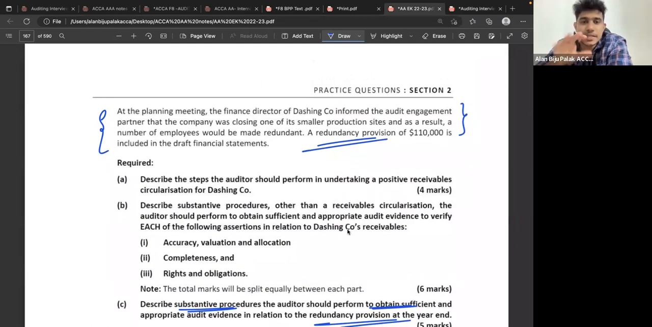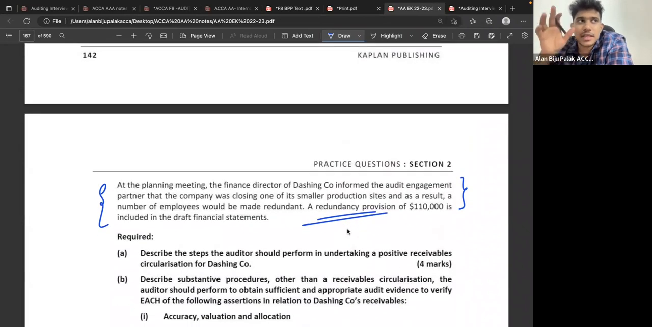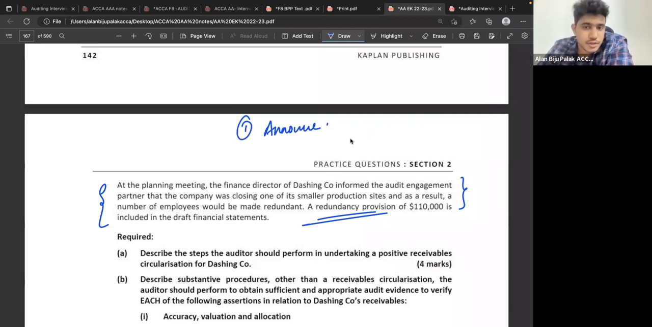So before doing such sort of question, you have to consider one thing. You have to think about what all things have to be confirmed by the auditor. First thing, the auditor needs to understand whether the redundancy has been announced to the employees. Right? Then, whether the provisioned amount is reasonable or not. We need to consider whether the amount of provision is reasonable.